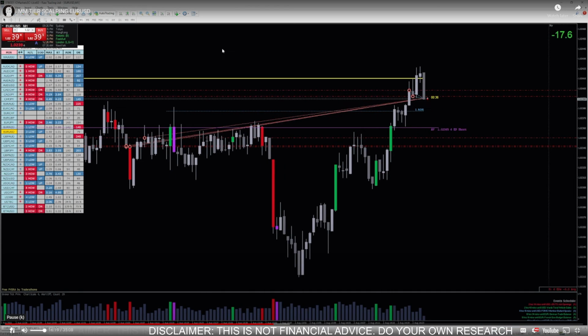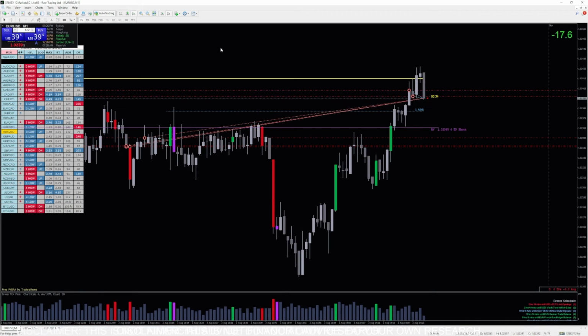Interesting how they're aggressively snapping down lower now. Might look to try and capitalize on this. It's going quite aggressively down.